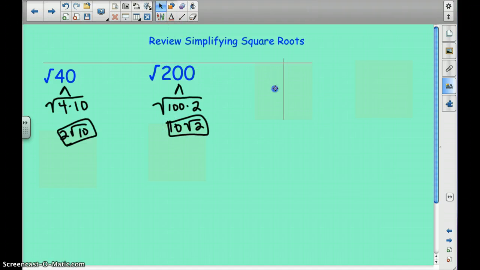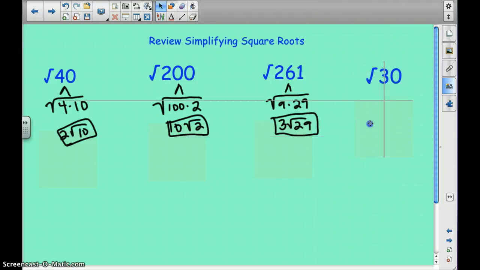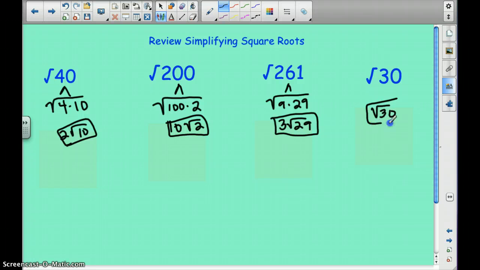Let's do some more practice. What about 261? For perfect squares, I would just go down the list and see which ones you can find. You're going to notice 9 goes into 261 29 times, so it's going to be 3 square root of 29. What about 30? Is there a perfect square going into 30? Nope. So it's just going to be the square root of 30.